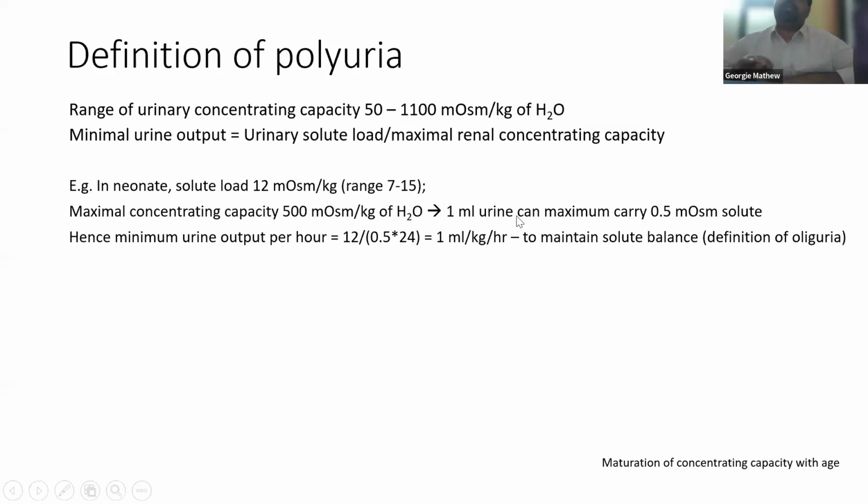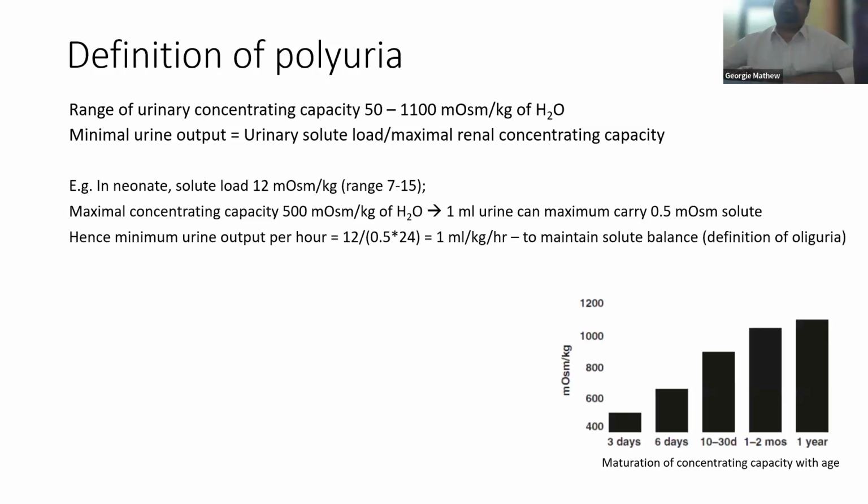If you extrapolate this calculation to adults, adolescents, or all age group children, and calculate in the reverse direction, what is the maximum diluting capacity of the urine? That's about 50 to 100 milliosmoles per kg. If you look at it, you will find the upper limit of urinary output.